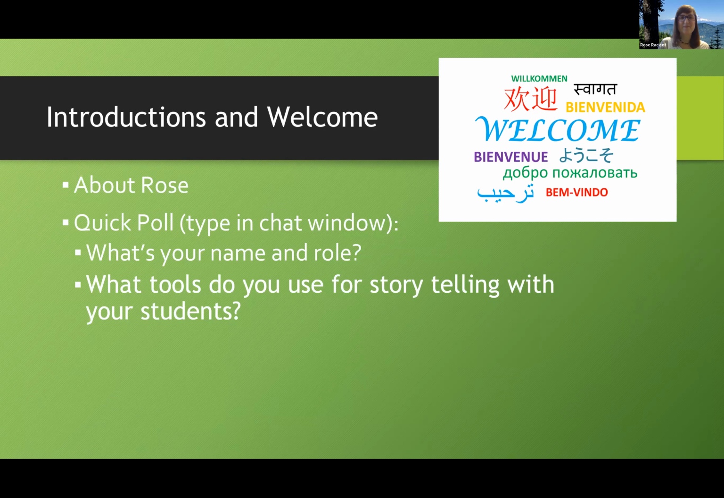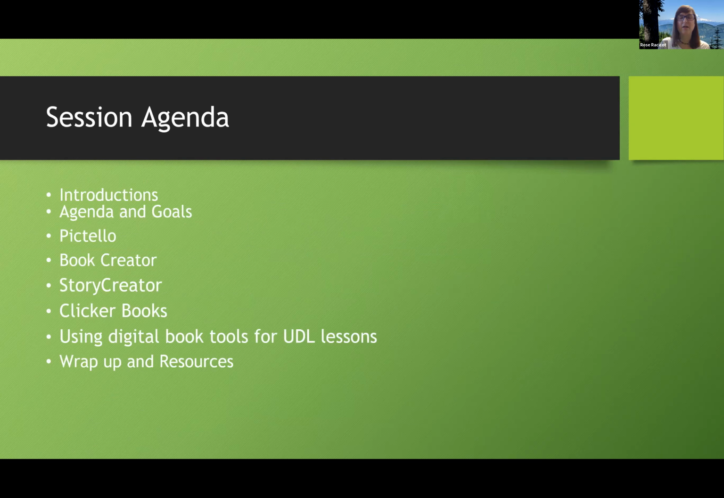So we're going to talk a little bit about the agenda and the goals for today, and then the main 4 tools I'm going to talk about with you are Pictello app, Book Creator app and website, Story Creator app, and Clicker Books, which is both part of a suite of software, Clicker 7 and Clicker 8, and it's also an app. And then we're going to talk about how to use digital book tools for UDL lessons. So how does this fit in with Universal Design for Learning, which is a little bit of that, because I always have to connect in UDL. And then we're going to have some share time to share ideas and then wrap it up.